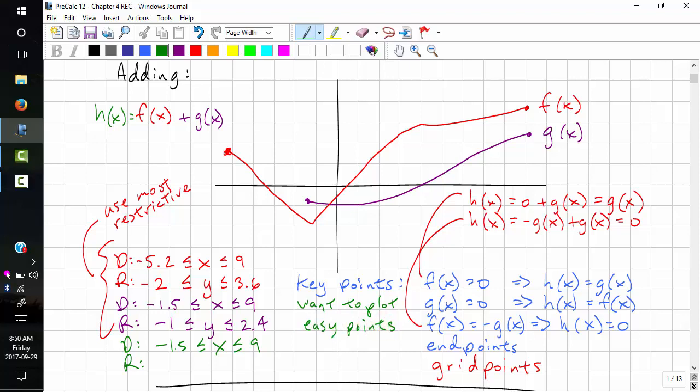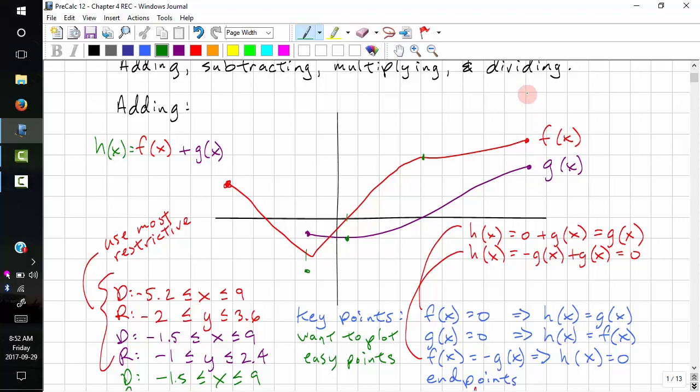Okay, so let's start with the endpoints. We have an endpoint here, and we have negative about 0.8 and negative 1.7, so this is roughly negative 2.5. Here we have a 0. f of x is 0, so h of x is going to be g of x. And here we have another 0, that's g of x, so h of x is going to be equal to f of x. And here we have endpoints. This is 2.4, this is 3.6, so we're going to plot at 6: 1, 2, 3, 4, 5, 6.